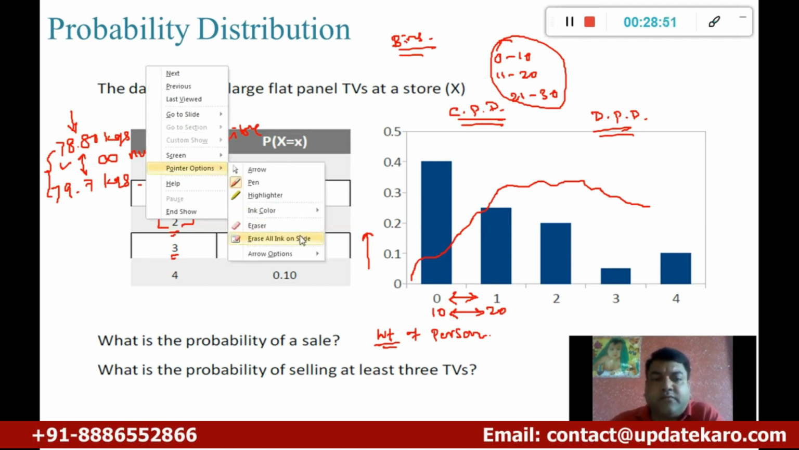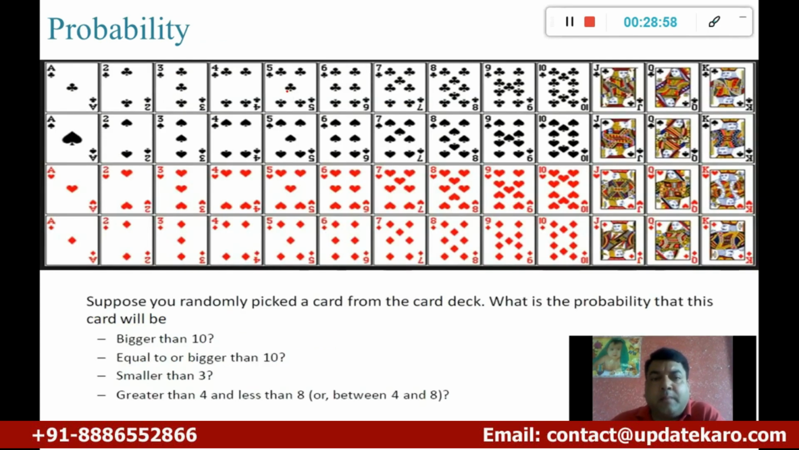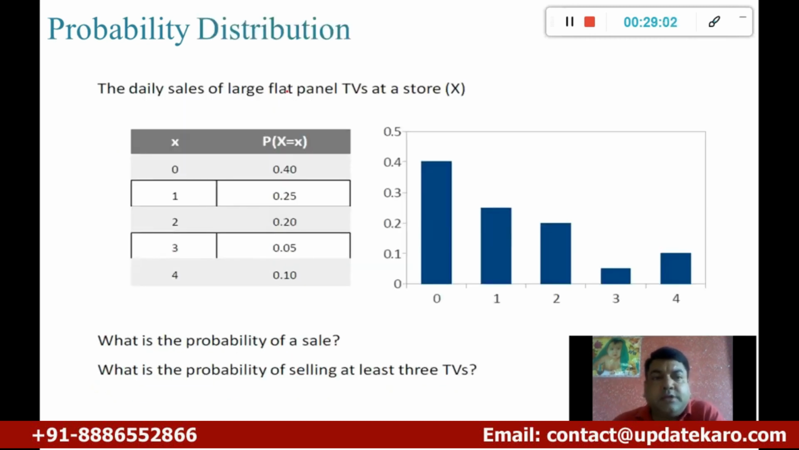Alright, so that's it for today, guys. Today we have understood probability with a couple of examples, and we have also seen probability distribution. There are two types of probability distribution, continuous and discrete, and we have also understood the definition of probability distribution, right? And we have seen an example of that.